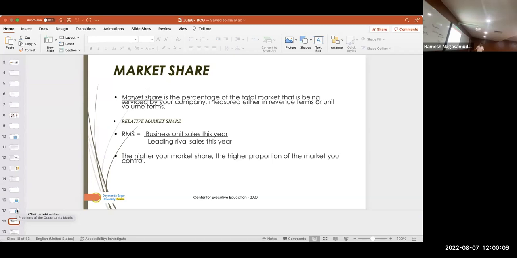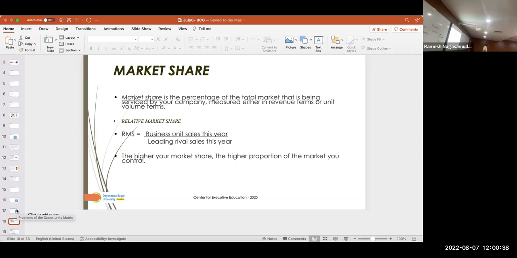Yeah, relative. So out of 100, you got 20, and this guy got 70 or something like that. So you have a relative market share. The comparison of these two is called the relative market share. Comparing yourself between Maruti and you is a relative market share. How much are your sales this year compared to the leading company's sales?